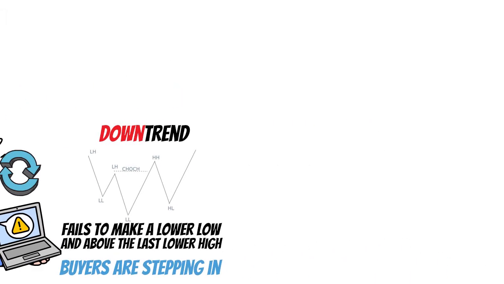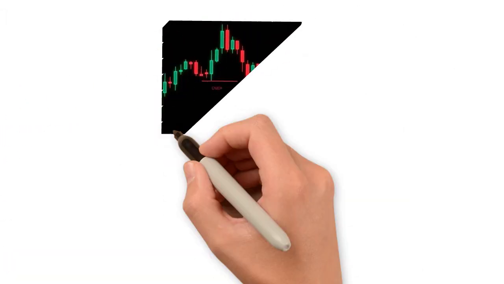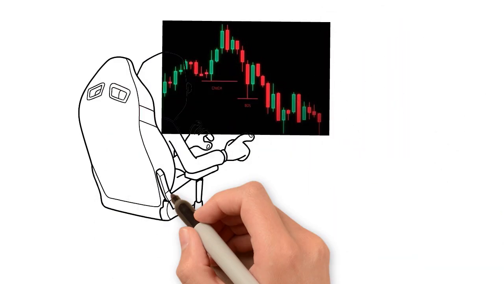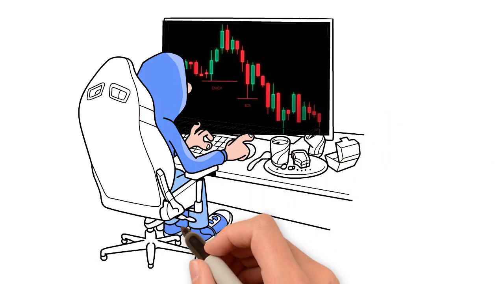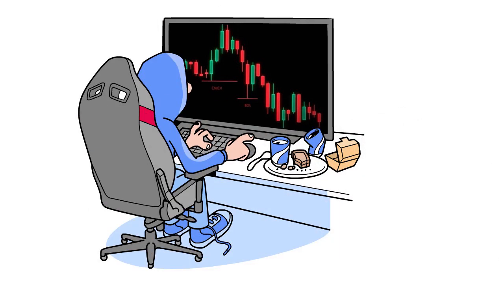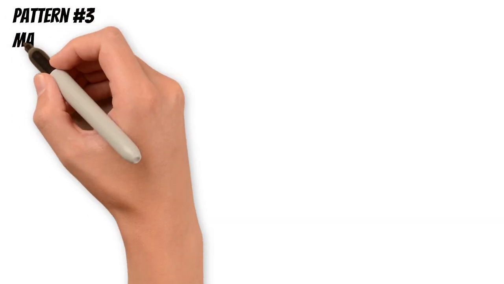Imagine this in action. You're watching an uptrend where price keeps printing higher highs. Then, it suddenly fails to break the last peak. A few candles later, price drops and closes below the most recent higher low. That isn't random noise. That's the change of character, clearly signaling that buyers have lost control and sellers are now stepping in with momentum.